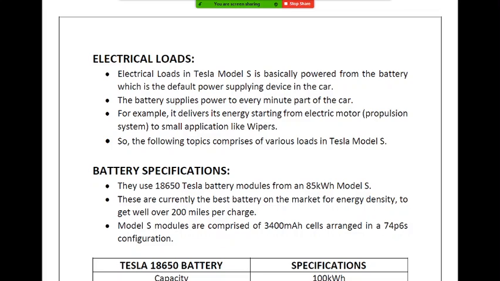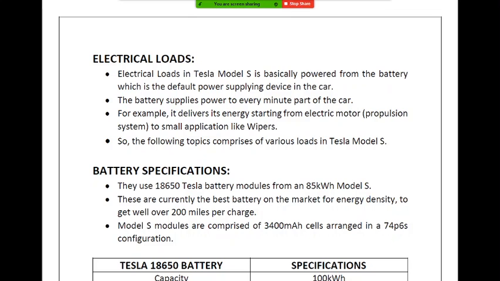In Tesla Model S, as I told before, the battery is the main power source, which is the default power supplying device in the car. The battery is supplying power to each and every corner of the vehicle. It can be the motor, the wipers, the steering system, etc. So the battery is the main powering source in the Tesla Model S.